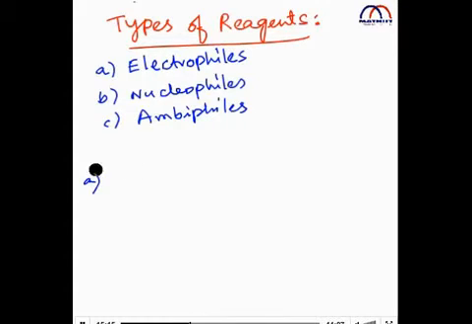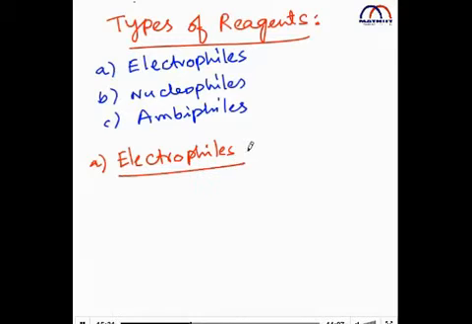First one I will take up is electrophiles. What are these electrophiles? The name itself indicates that philic means loving always. So these reagents are electron loving reagents. Those reagents which are electron loving and which will attack on the high electron density carbon atoms are called electrophiles, right?